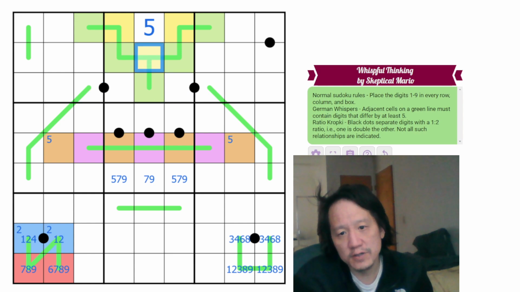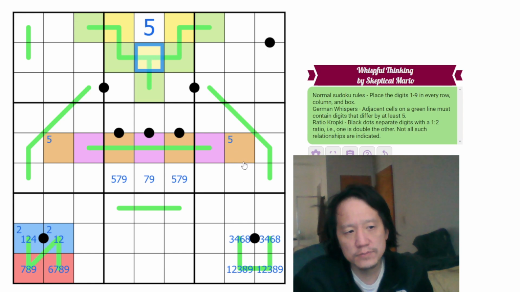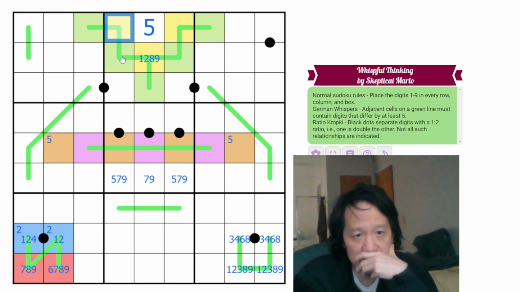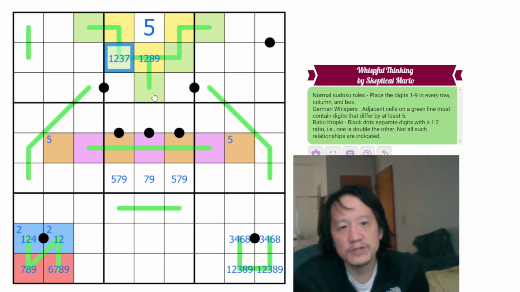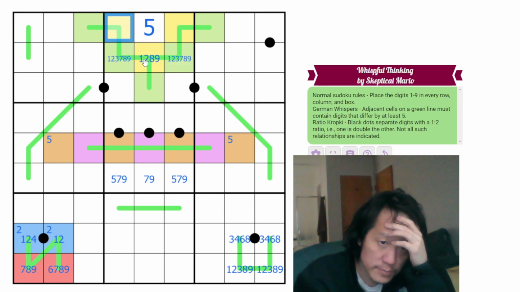So this is between 3 numbers that are unique. So this has to be 1, 2, 8, or 9. This could be the same unique number. So this could be 1, 2, 3, 4, 6, 7, 8, 9. Unfortunately, that doesn't tell us much. This has to be 1, 2, 3, 7, 8, 9. This is 1, 2, 3, 7, 8, 9, because it's next to 2 unique numbers.